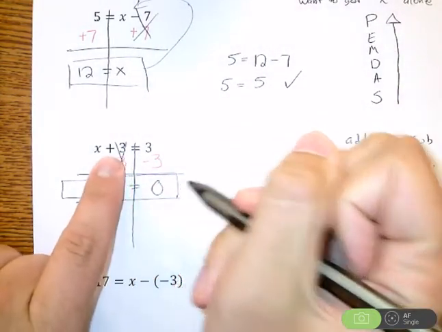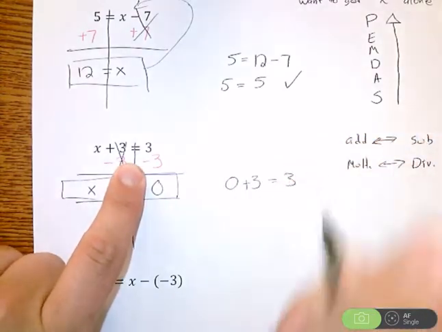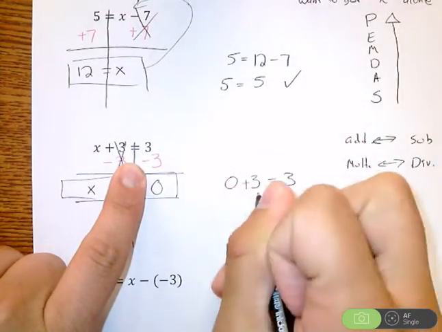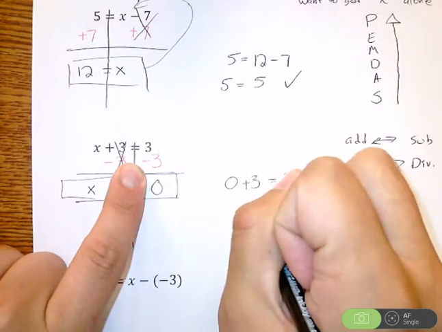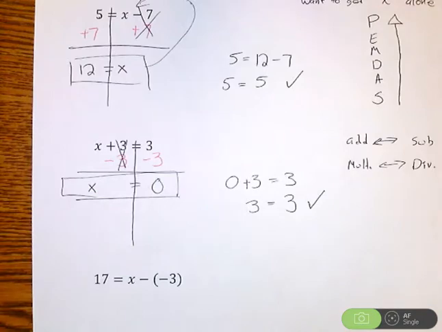We're going to plug 0 in for x up above, so that's 0 plus 3 equals 3. Clean up the left side: 0 plus 3 is 3. The right side, I have a 3. 3 equals 3, we're good to go.